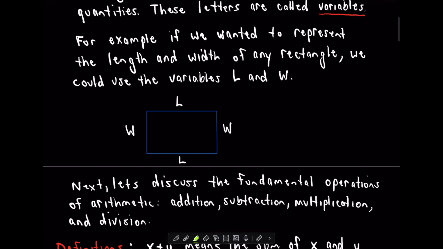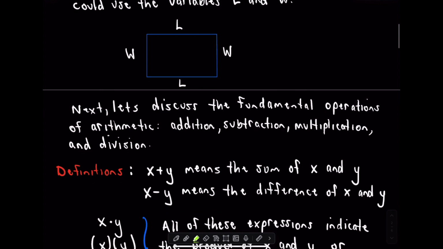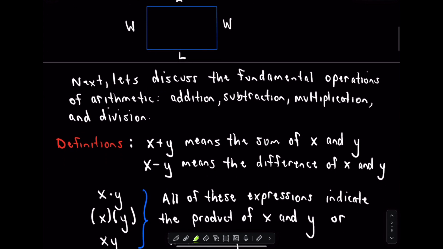And again, you could have used any letters you want. Oftentimes it's good practice to use letters that correspond to what you're working with. For example, here we're talking about length and width when we talk about rectangles, so why not use L and W? That seems to me to be a good reason. But again, you could have used X and Y or P and Q, or pick your two favorite letters.